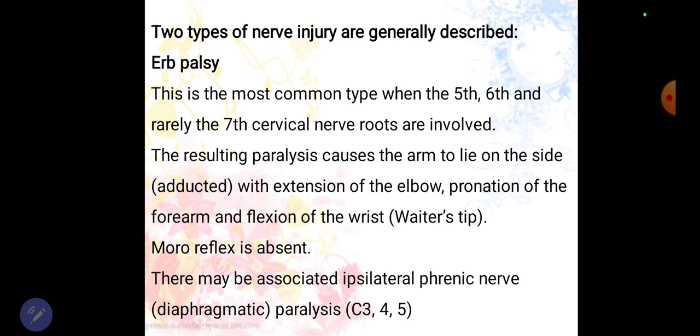It may be associated with ipsilateral phrenic nerve involvement, diaphragmatic paralysis, in C3, 4, and 5. Erb's palsy is mainly C5, 6, and maybe 7. There might be ipsilateral phrenic nerve involvement, C3, 4, and 5.